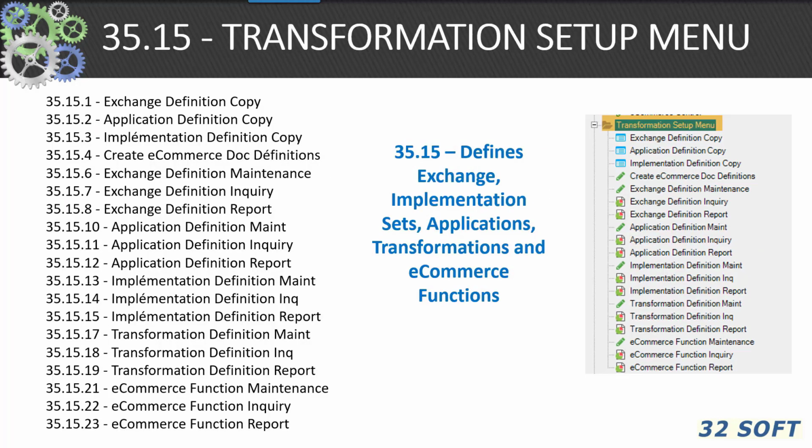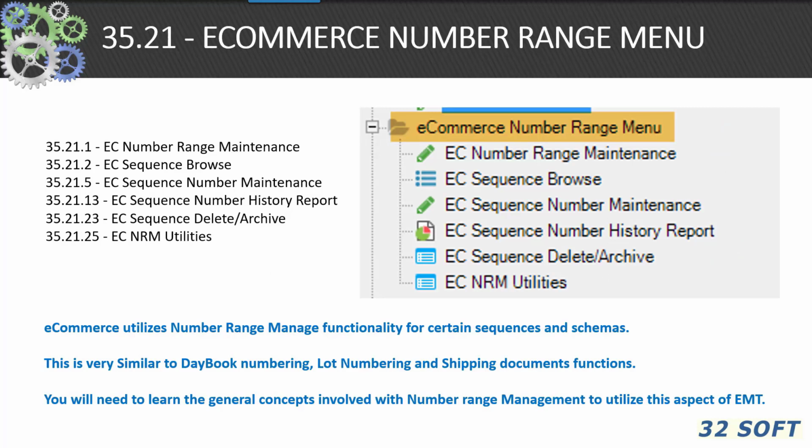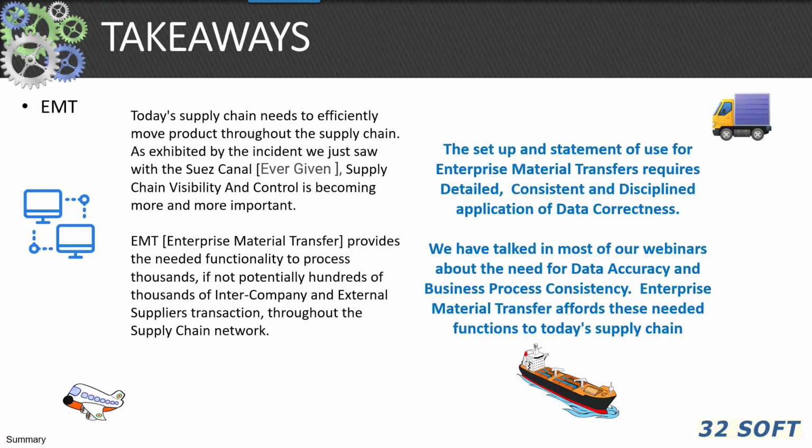35.15 defines exchange and implementation sets, applications, transformations. 35.17 defines some utilities for copying, import, export. Then the 35.21, here's your number range management for e-commerce that we talked about a little bit before. The 35.22 deals with the specific transactions of EDI as they relate to the e-commerce and EMT processing.